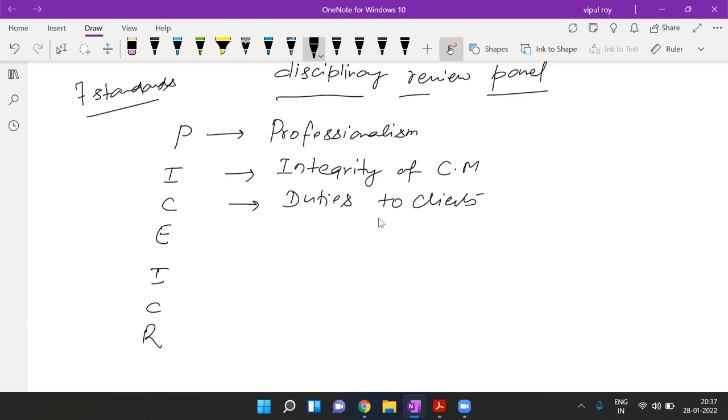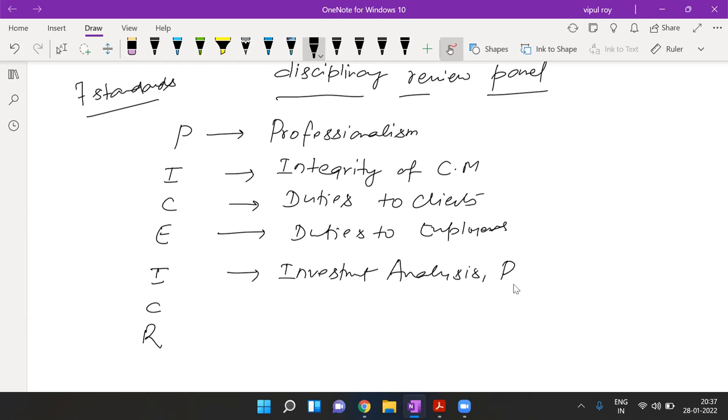Duties to clients. This E stands for duties to employers. See what I did? P stands for professionalism, I stands for integrity, C for client, E for employer. And then again, I means investment analysis. This is all related to whatever analysis you have done for any investment. So investment analysis, then your recommendations and whatever actions you have taken.